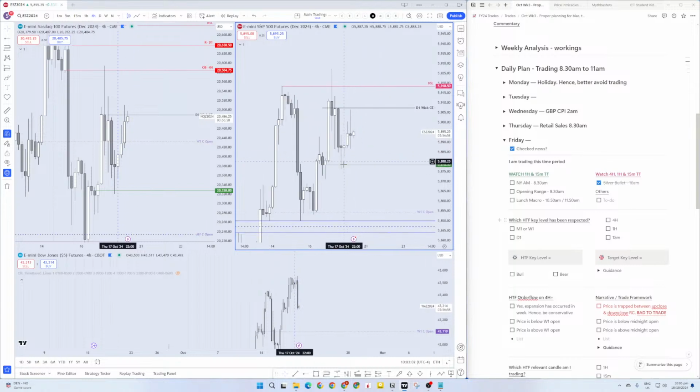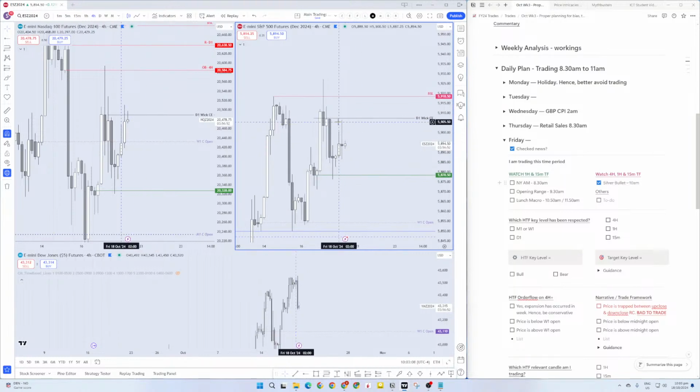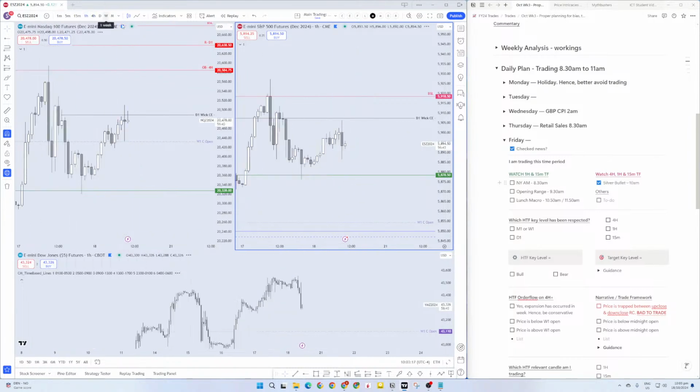But what we can see is that price actually respected the 4 hour here. But I won't take it here because now I'm looking at here. We are literally here. So focus on here. Over here, there's nothing I can work with. Okay, let's see if the 1 hour has anything for me.